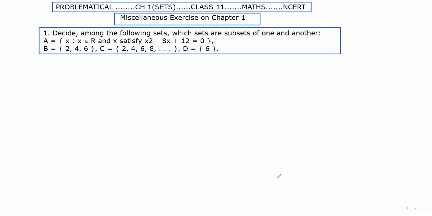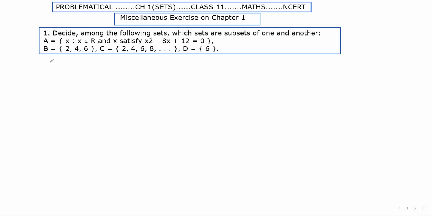Today we'll start with miscellaneous exercise of chapter 1 sets from class 11th maths NCERT. So in the first question, you have to decide among the following sets which sets are subsets of one another. There are 4 sets A, B, C and D mentioned. What we'll do is we'll convert them into roster form, the ones that haven't been converted.